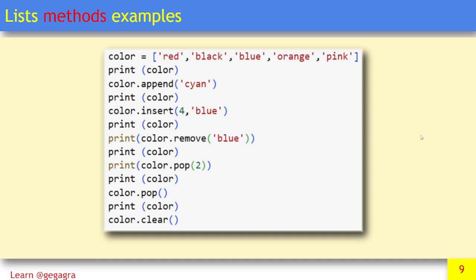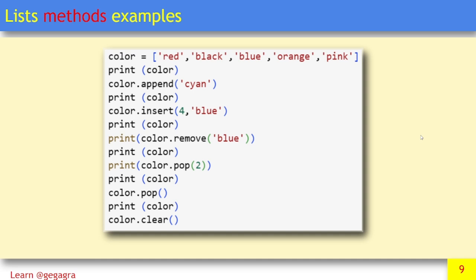Now print color dot remove blue, so here you will have some abnormal kind of output. This print color dot remove blue will print none. Why? Because this remove function will remove the occurrence of blue from the list, but it will not return the list. So when it does not return the list, it will print none only.